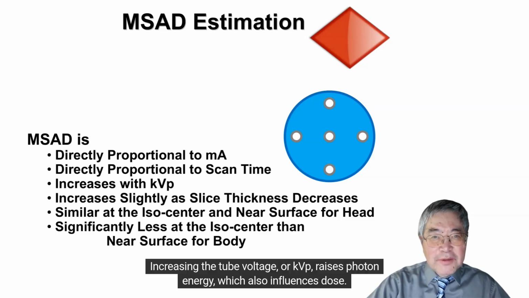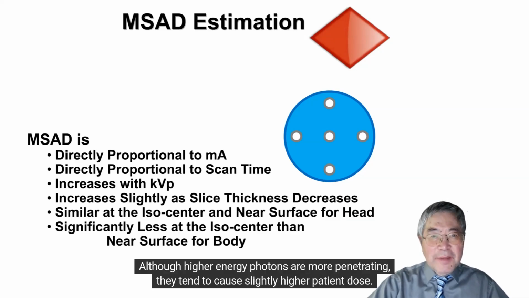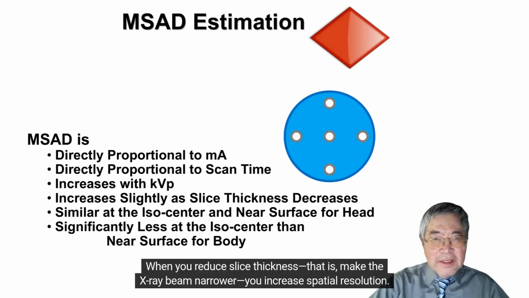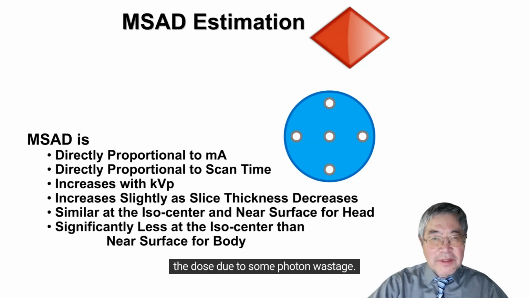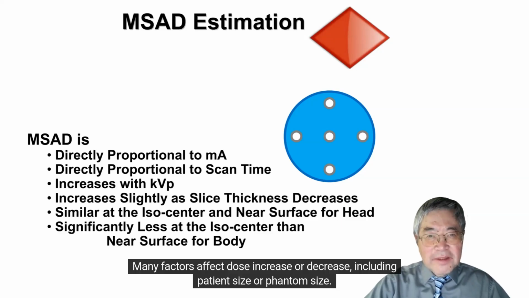Increasing the tube voltage, or kVp, raises photon energy, which also influences dose. Although higher energy photons are more penetrating, they tend to cause slightly higher patient dose. When you reduce slice thickness, that is, make the X-ray beam narrower, you increase spatial resolution. But thinner slices require more photons since the beam is less focused, which can slightly increase the dose due to some photon wastage. Many factors affect dose increase or decrease, including patient size or phantom size.